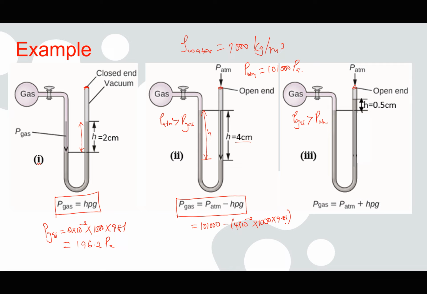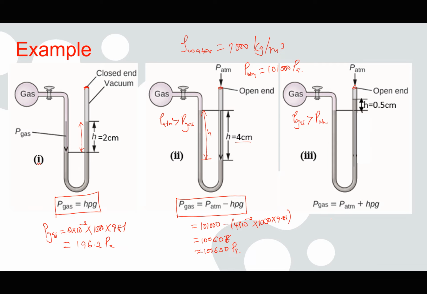So this is 101,000 minus. So this becomes 100,607 or 08. Approximately it is 100,600 pascals. That will be the pressure of the gas.